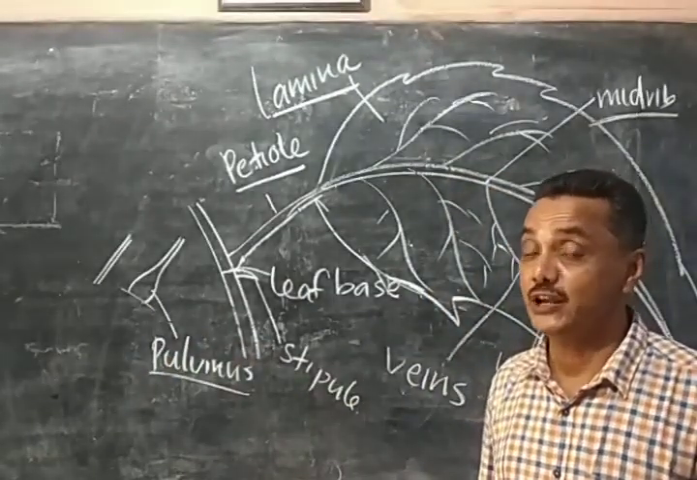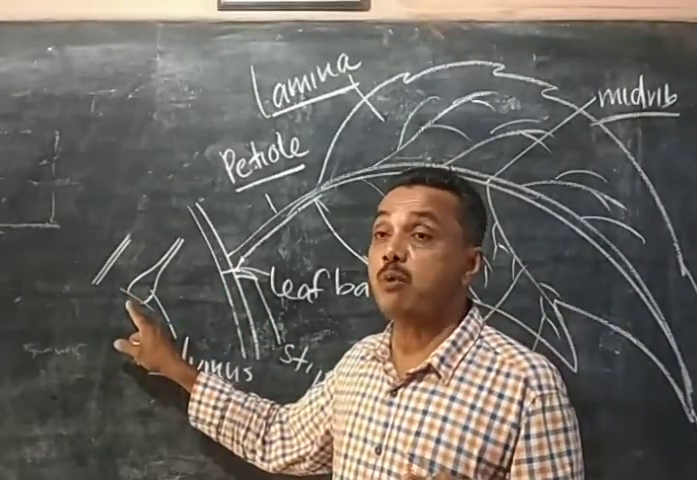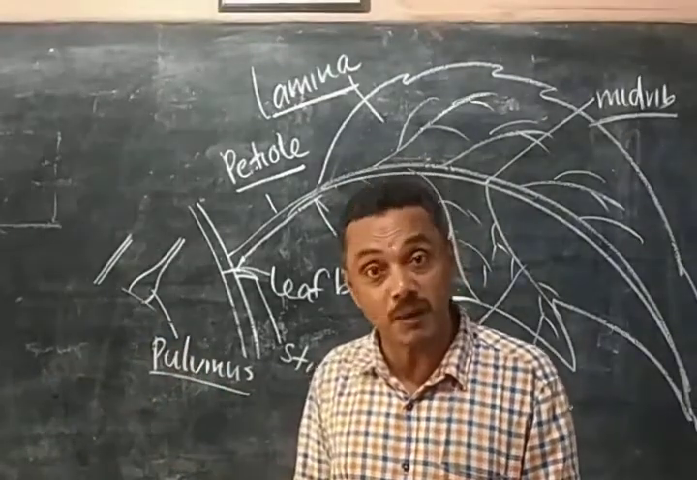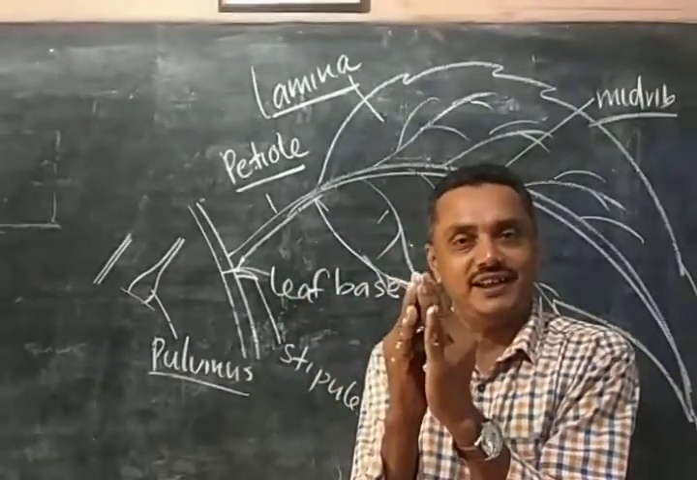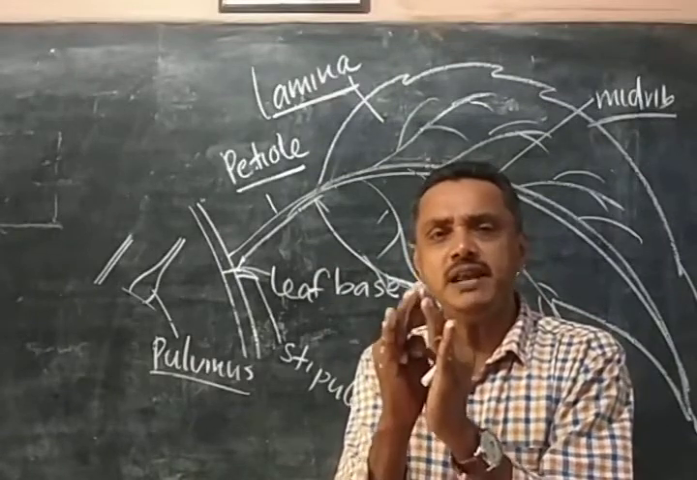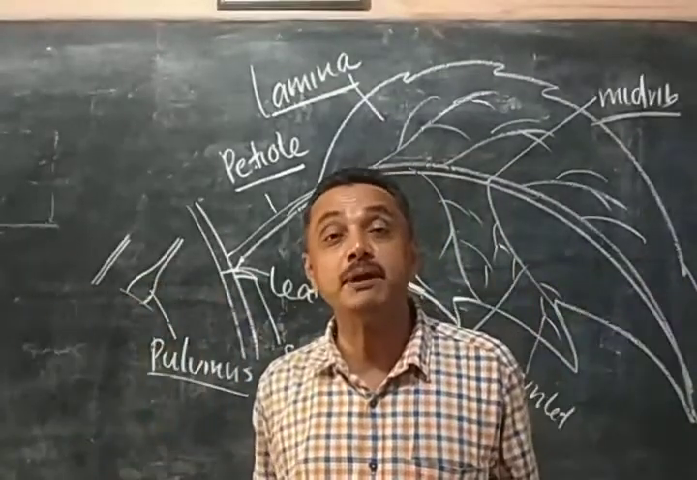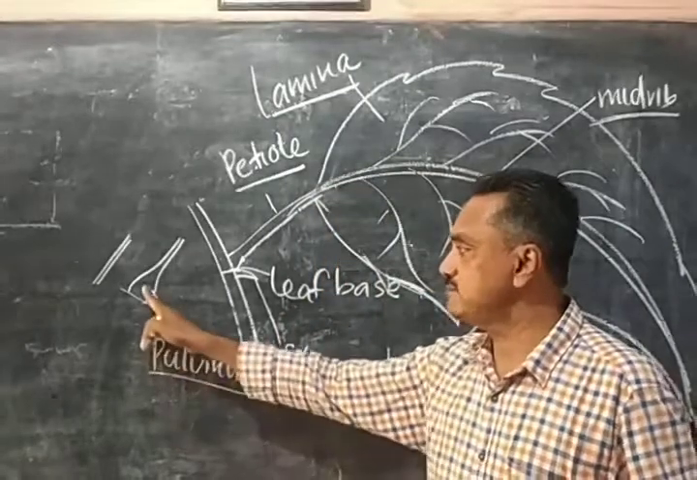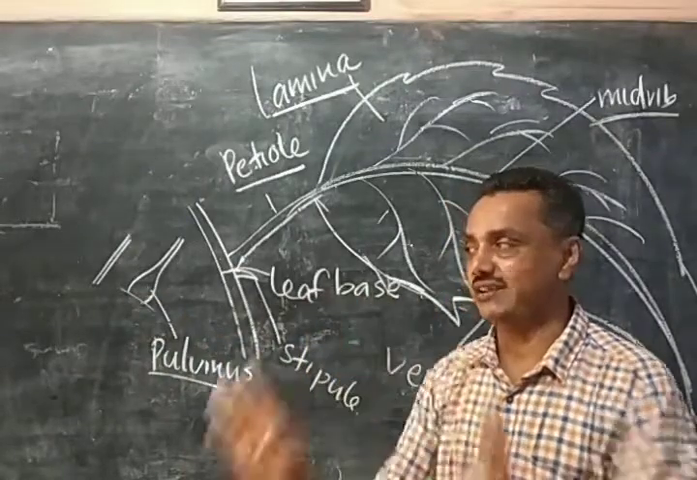In many leguminous plants, we can see the pulvinus, and this pulvinus is responsible for leaf movement. You know the touch-me-not plant. When we touch it, it closes its leaves. In many plants, in the morning the leaves open, and by the evening they close. That is called sleeping movement. These leaf movements are due to the activity of the pulvinus.